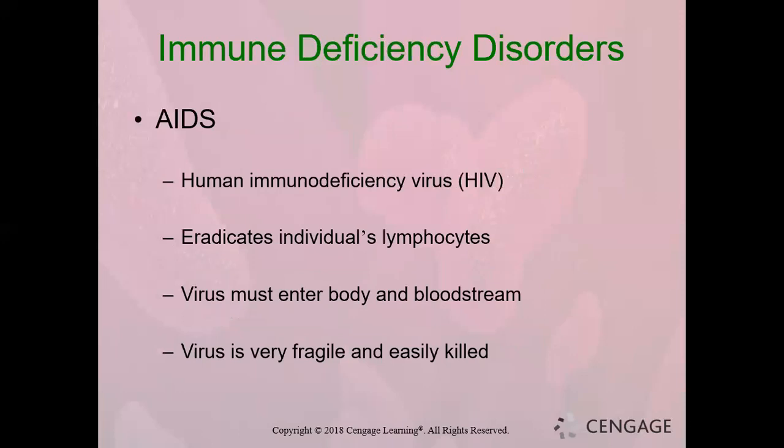AIDS is due to the human immunodeficiency virus. It essentially takes away somebody's lymphocytes, their ability to fight off infection. And it has to enter the body and the bloodstream, and it's very fragile and easily killed. In previous times, I've always told the classes that I was never very much afraid of HIV, more hepatitis C, because it can live on a surface for a long period of time. HIV is instantly killed when it hits the air.